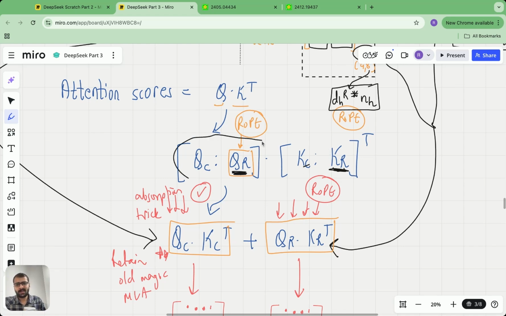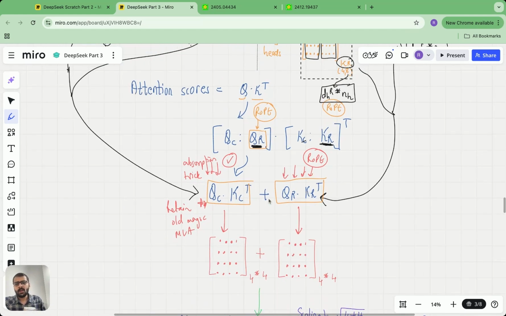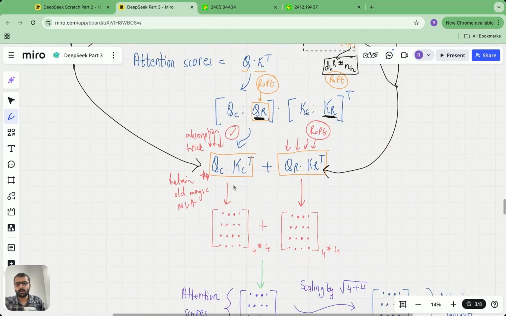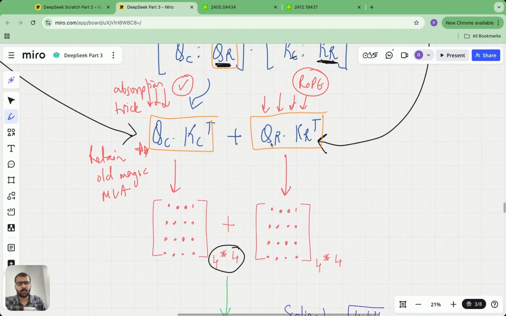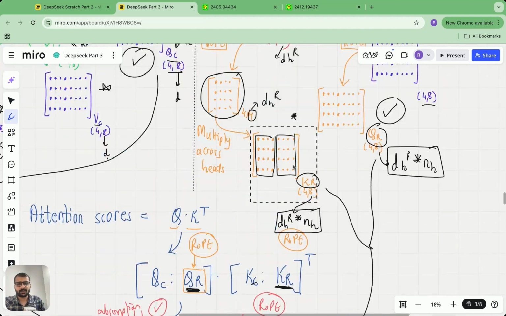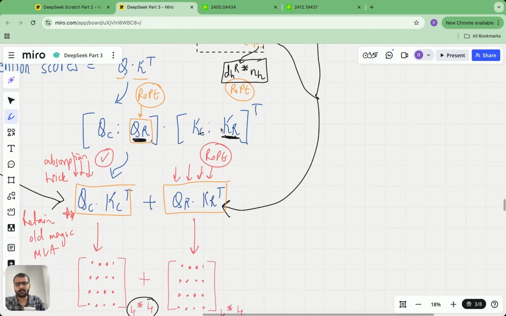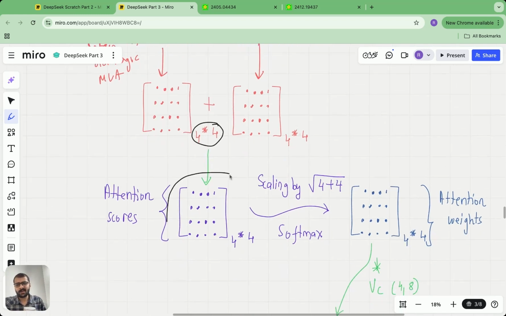And I'm going to multiply this entire queries matrix by this entire keys transpose. And then I can split it out mathematically, right? I can split out QC multiplied by KC transpose plus QR multiplied by KR transpose. When I multiply QC and KC transpose, I'm not doing rotary positional encoding at all. So I can do the absorption trick and get my attention scores, which is a 4 by 4 value since there are 4 tokens. And QR is 4 by 8 and KR transpose will be 8 by 4, so this will be 4 by 4. So I have one attention score which is 4 by 4, another which is 4 by 4, and I add these two together to get my final attention score.